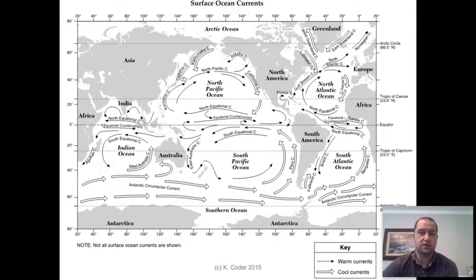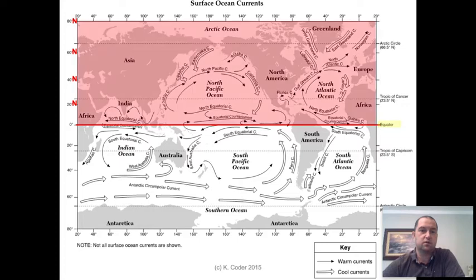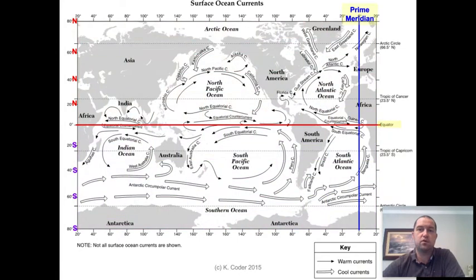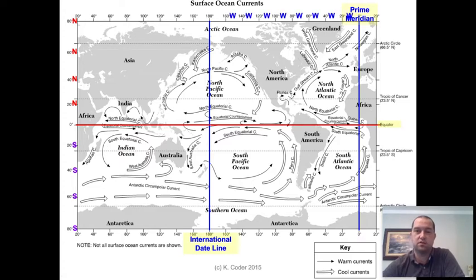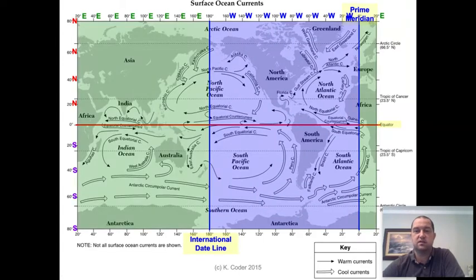Here's page 4. This shows our surface ocean currents. Then we have the line of our equator. Everything above is to the north, everything below is to the south. We have our prime meridian and the international date line. Everything to the left of the prime meridian is to the west. Everything to the right is east.